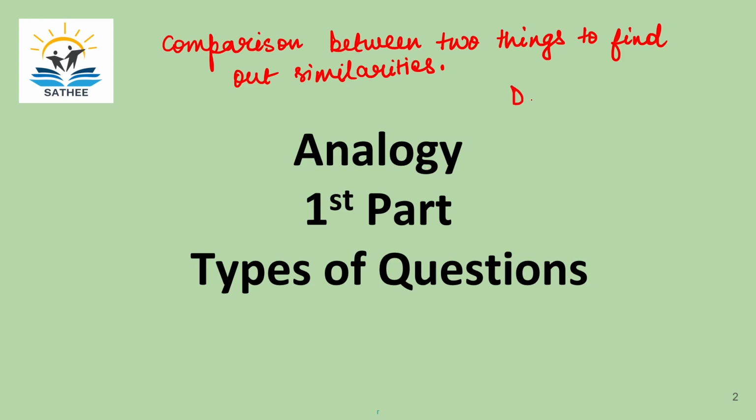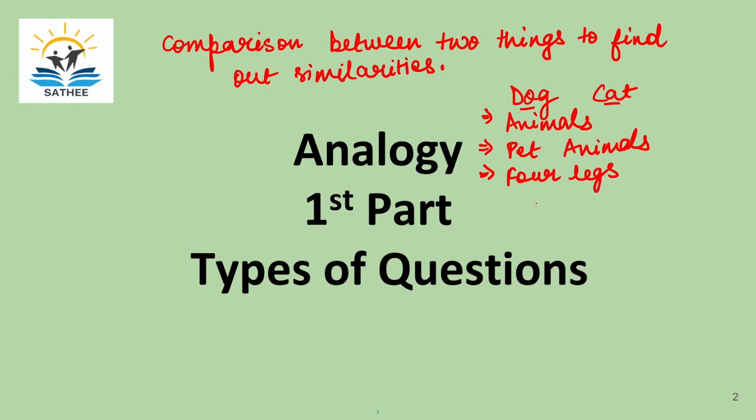So let's say if I have to find comparison between dog and cat, the first point will be that both of them are animals, right? Second would be both of them are pet animals. Then both of them have four legs. Both of them have tail. Both of them have fur, and so on. So we can basically draw so many similarities between dog and cat. So this is the concept of analogy.